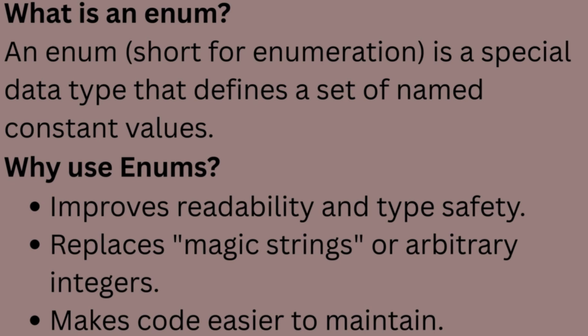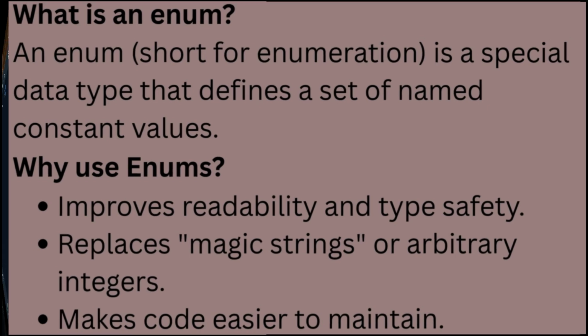First, they improve readability and type safety. You know exactly what values are allowed, and the compiler can catch mistakes early. Second, they replace magic strings or random integers that are hard to track or prone to typos. And lastly, enums make your code easier to maintain. If you ever need to change or expand your set of values, you do it in just one place. So, enums are a great way to keep your code clean, safe, and organized.